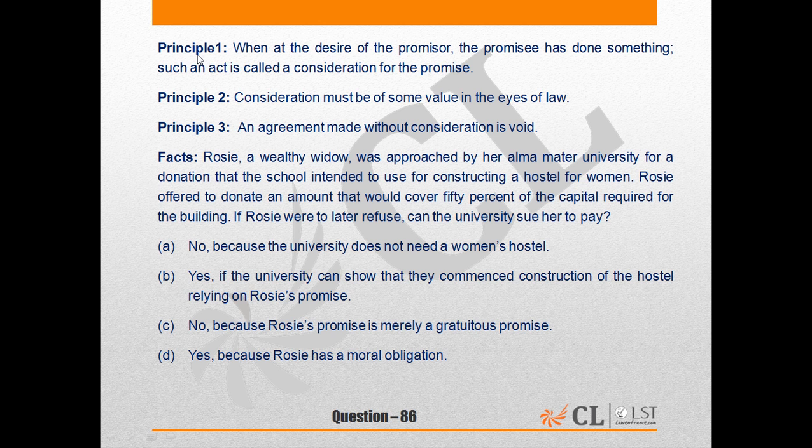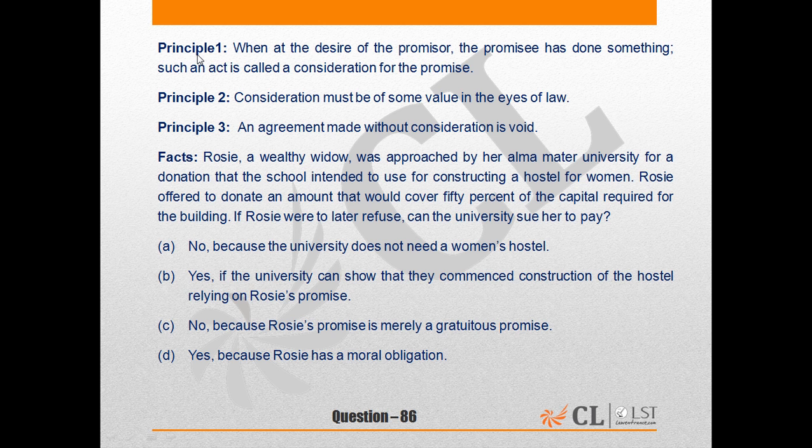Now let's go in detail about the question. In this particular question, the principle is when at the desire of the promisor, the promisee has done something, such an act is called a consideration for the promise. So in the facts, we see that Rosie is a wealthy widow and was approached by a university for a donation that the school wanted to use for constructing a hostel for women. Rosie offered to donate an amount that would cover 50% of the capital required. Now this fact does not say that these people have started doing anything.